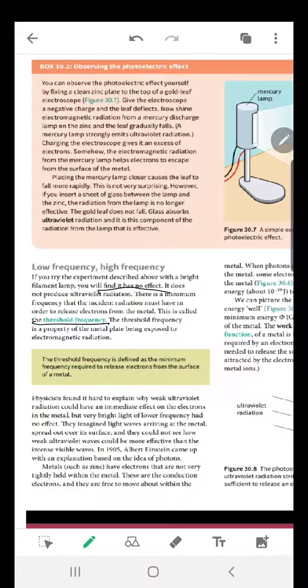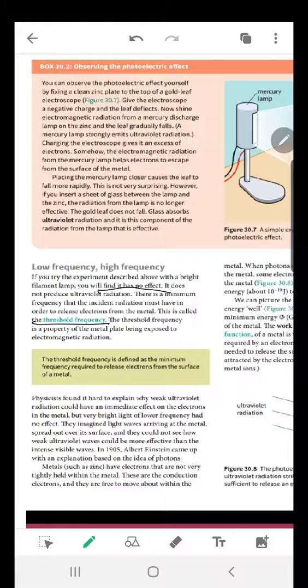So now, the threshold frequency is a property of the metal plate being exposed to the electromagnetic radiation, the frequency at which that particular metal's electrons will escape. As I discussed in the previous lesson as well, it highly depends on what type of metal you are using and how many free electrons there are. So let's define threshold frequency. It is defined as the minimum frequency required to release the electrons from the surface of the metal.